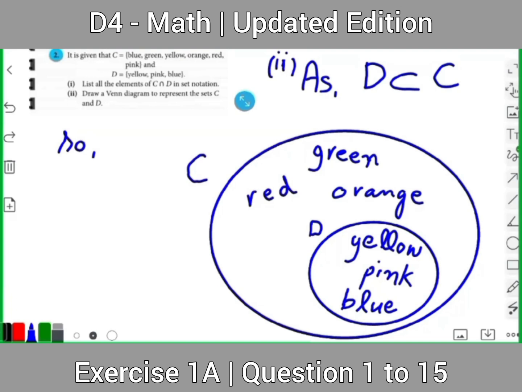Here we have set C having the elements red, green, orange, yellow, pink, and blue, and D having the elements yellow, pink, and blue. And what is the overlapping region in this case? In this case, the overlapping region is the set D inside the circle. This is the overlapping region.